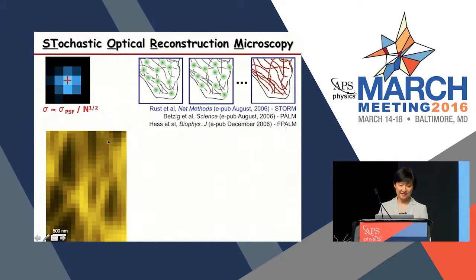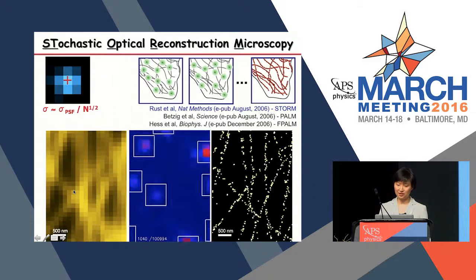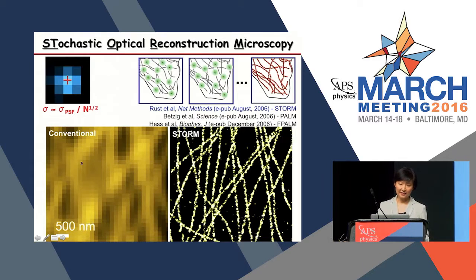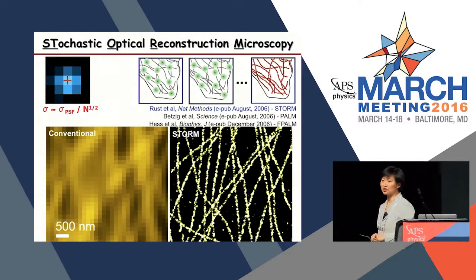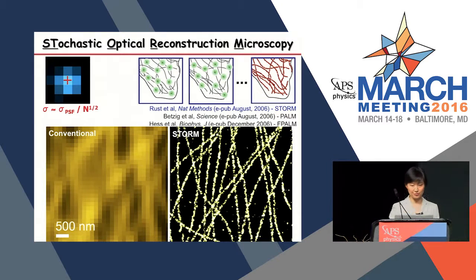So here is how STORM is applied to this structure. You activate a subset of molecules at a time. You pinpoint their center positions. Eventually, you get this kind of image. Now, these are some molecular tracks called microtubules inside the cell. And in the same field of view, this is what the conventional image gives you.